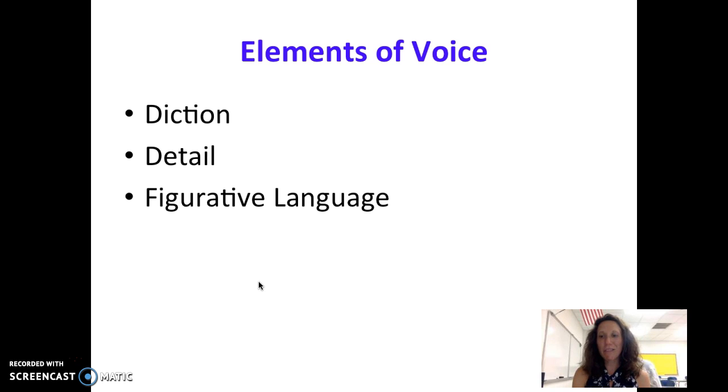There are three more elements of voice. But before we go to those, again, diction is word choice, choice of words. Detail is facts and observations. And figurative language is meaning that's not literal.